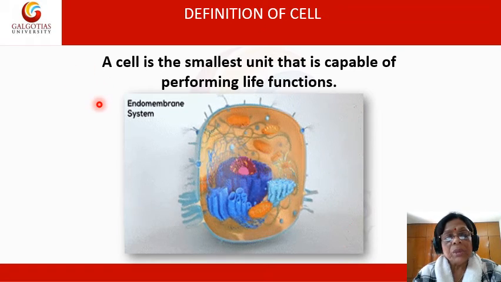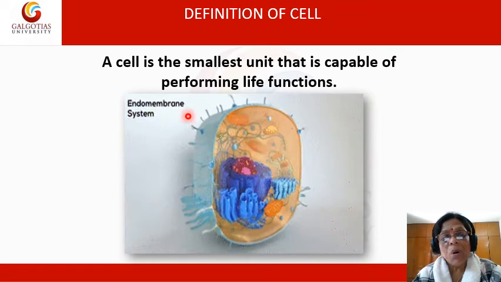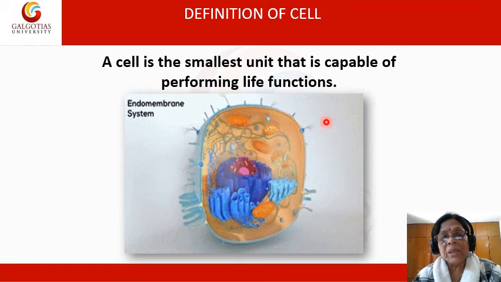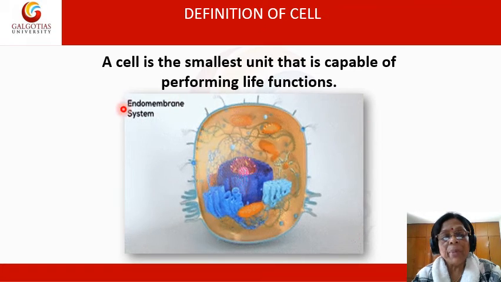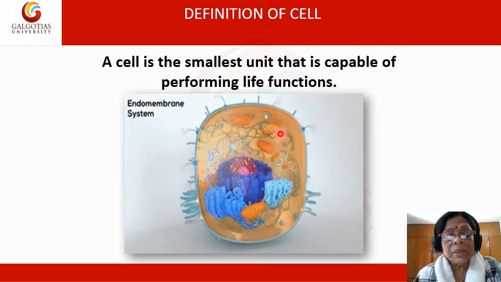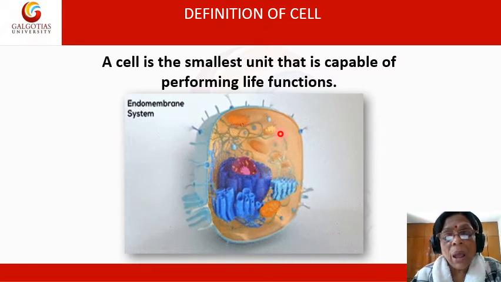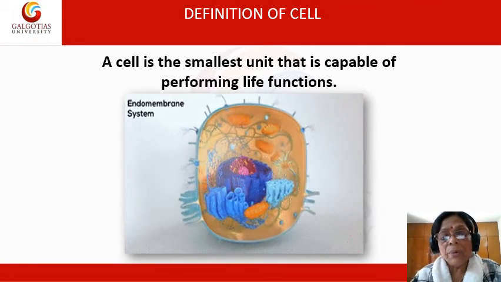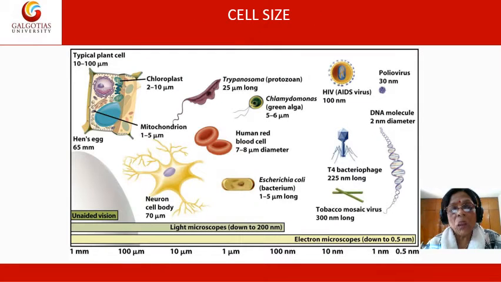As we know, the cell is the smallest unit that is capable of performing life functions, or we can say the cell is the structural and functional unit of life. Now, cells have different sizes and shapes, and this slide shows different types of cells.